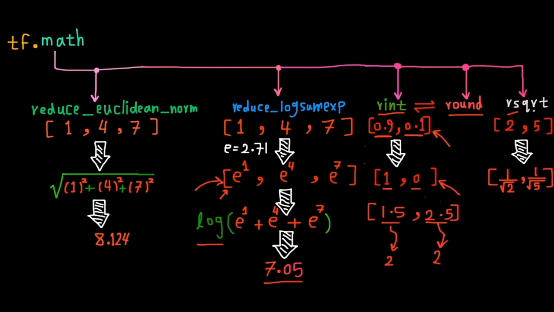Finally, we will take the reciprocal square root function. This function will compute the reciprocal of the square root of the input tensor element-wise. Let's say we have this input tensor, which has two elements, 2 and 5. If we apply reciprocal square root on this tensor, the result will be like this. So we will take the reciprocal square root of element 2, and we will take the reciprocal square root of element 5.